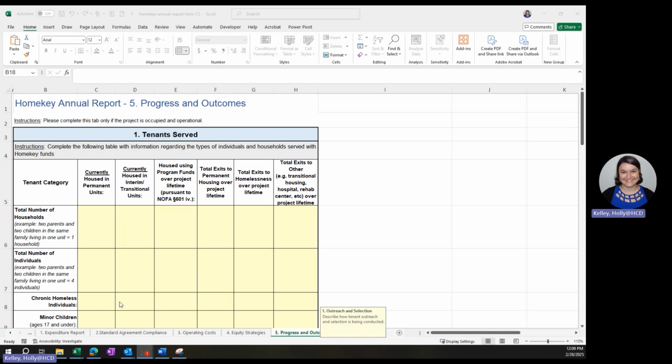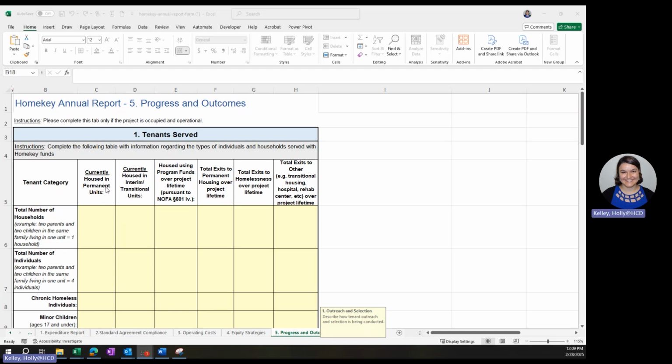On this tab, you will be reporting on quantitative outcomes for the number and type of households served, and then responding to some narrative prompts about your project's progress and outcomes. In the first section, you will see a table called Tenants Served. Here, you will enter information for current and total tenants served across different categories.